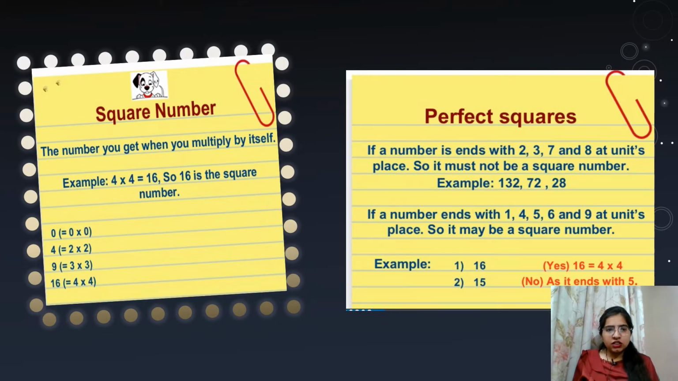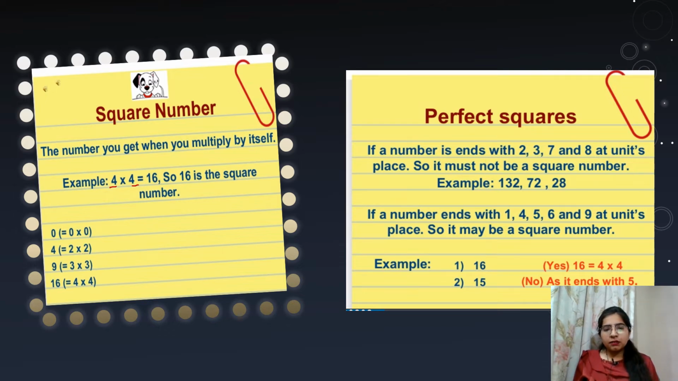The number you get when you multiply a number by itself is called a square number. Like when you multiply 4 with itself, that is 4 times 4, you will get 16. So 16 is a square number. Clear? You get 4 when you multiply 2 with 2, 9 when you multiply 3 with 3, and 16 when you multiply 4 with 4. This is called a square number. You must know this.